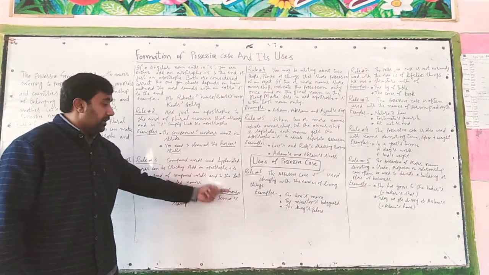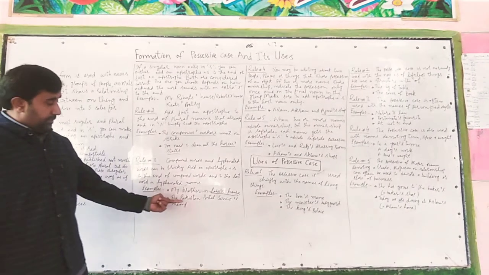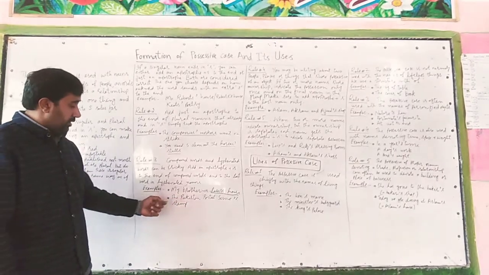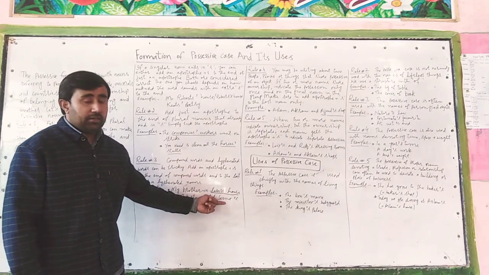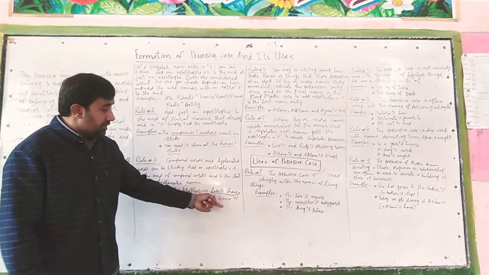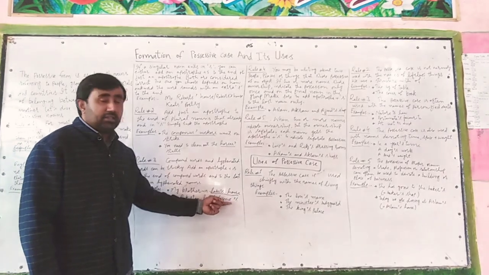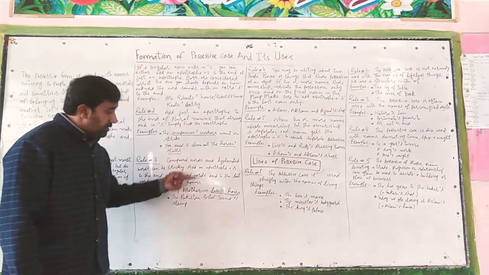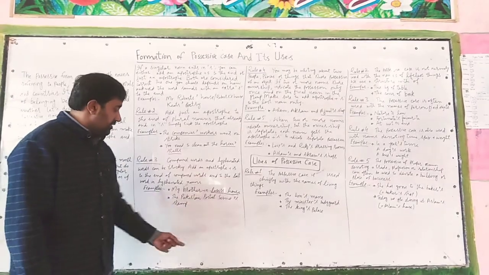In another example, there is a compound word, the Pakistan Postal Service. It's a compound word, the Pakistan Postal Service. We add apostrophe plus s to the last word, service. Pakistan's Postal Service is wrong. Pakistan Postal Service's stamp.